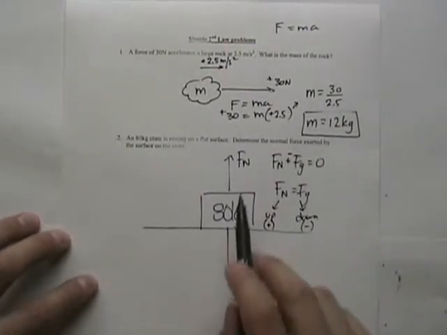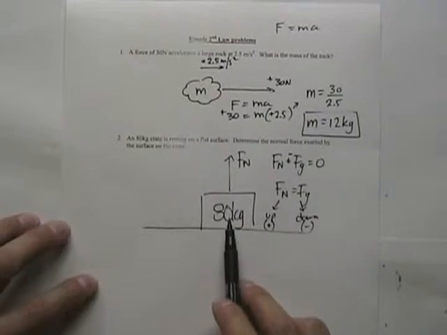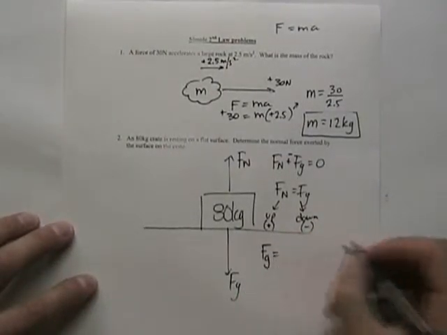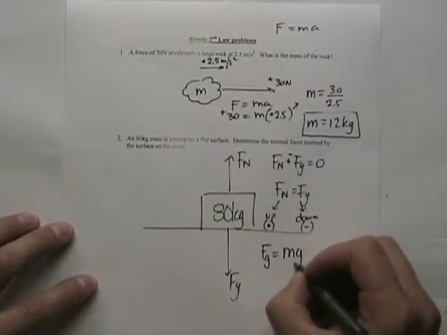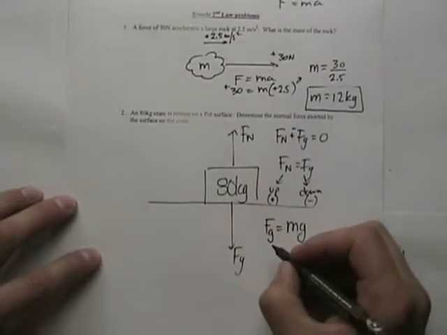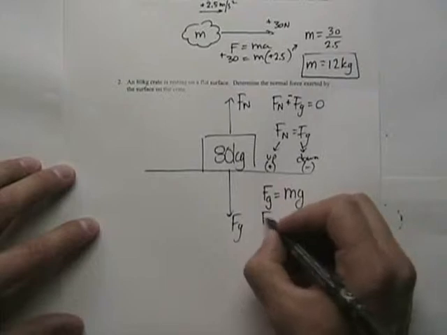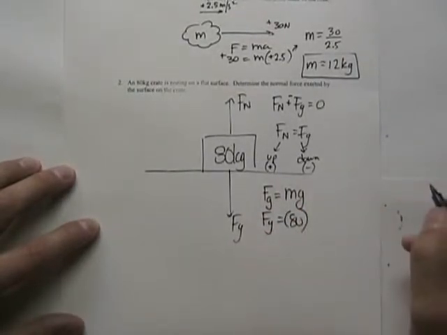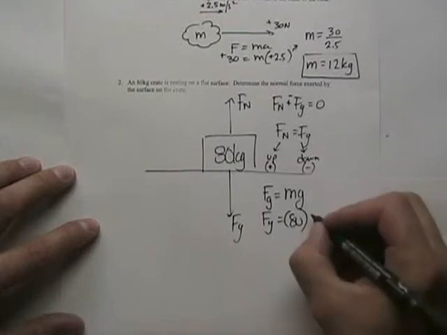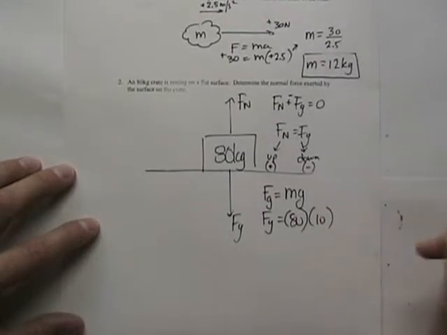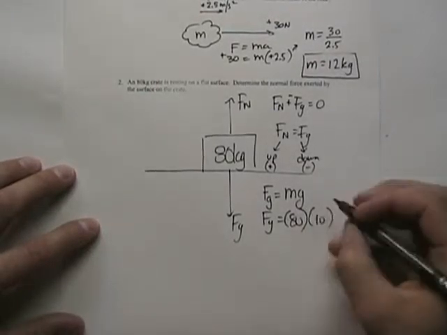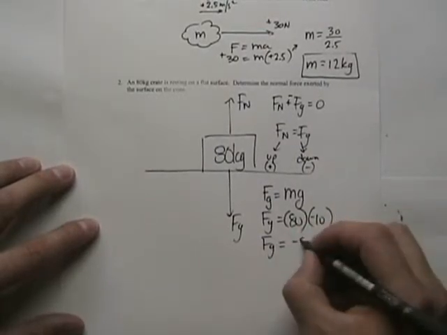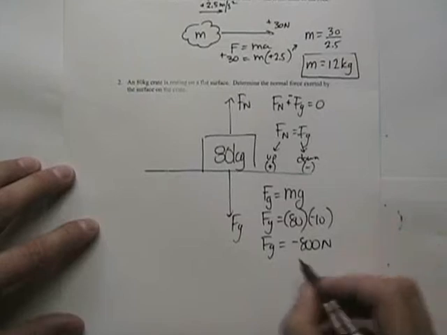So you've got to figure this out. Well, we know that the mass is 80 kilograms. I know my formula for force due to gravity is mass times gravity. So force due to gravity then is going to be 80. Remember, gravity is actually 9.8. We're lazy, we use 10, and it's actually minus 10. So you're going to get a force due to gravity of minus 800 newtons.